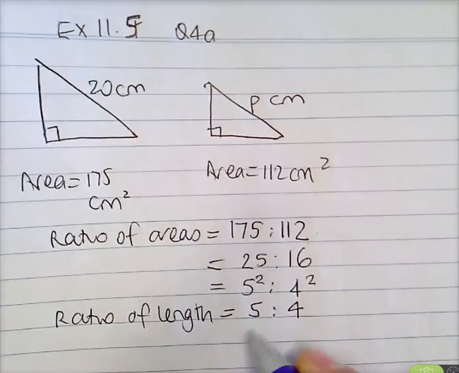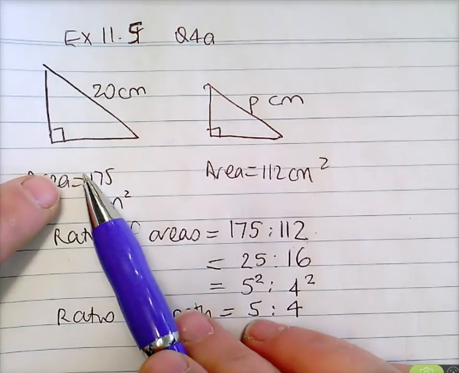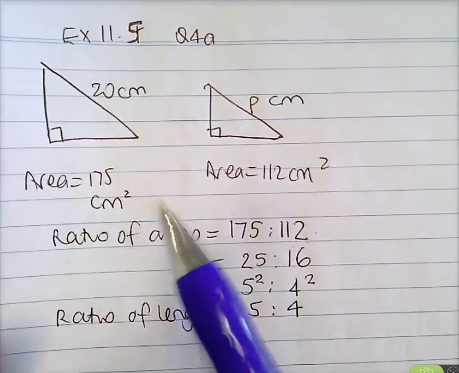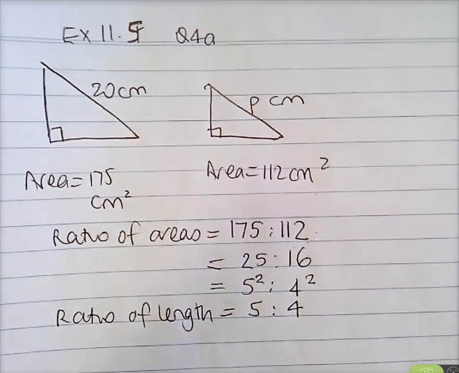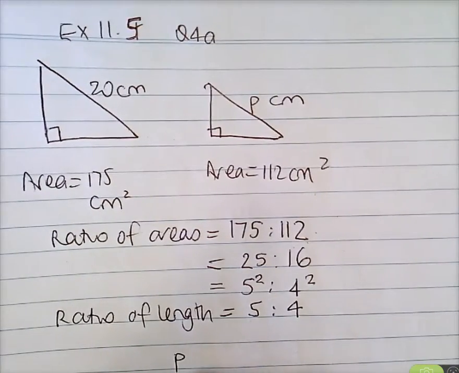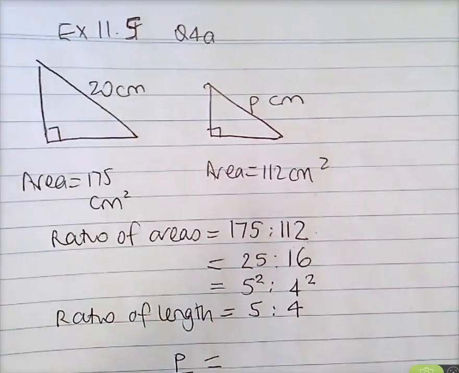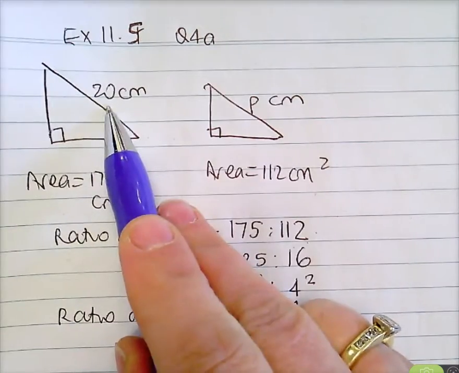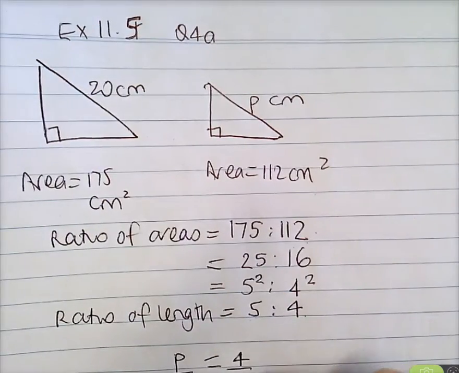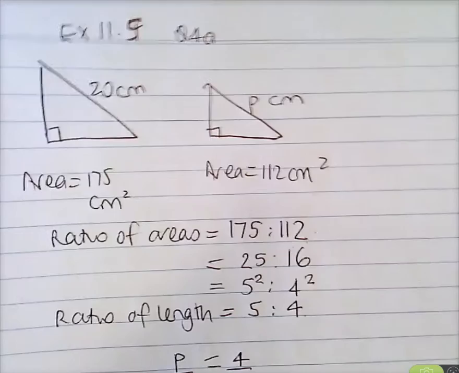Sorry about that. So now, girls, the 5 is for the bigger triangle. Girls, the bigger triangle will have the bigger area and the smaller triangle has the smaller area. So therefore, P over 20, now P is the smaller one and we're going to the bigger one, equals 4, because they're side lengths now. Equals 4 over 5, yes, so P is going to be 16. 4 over 5 times 20, which is 16.